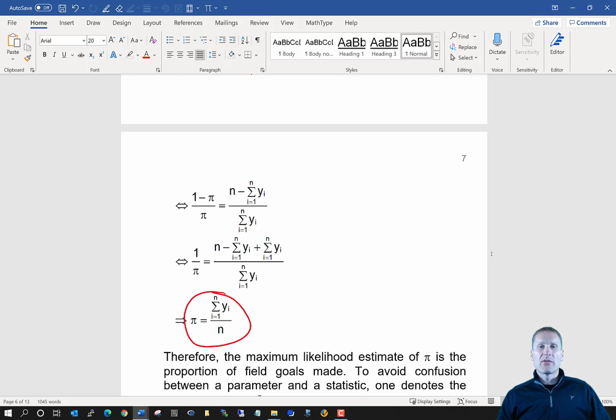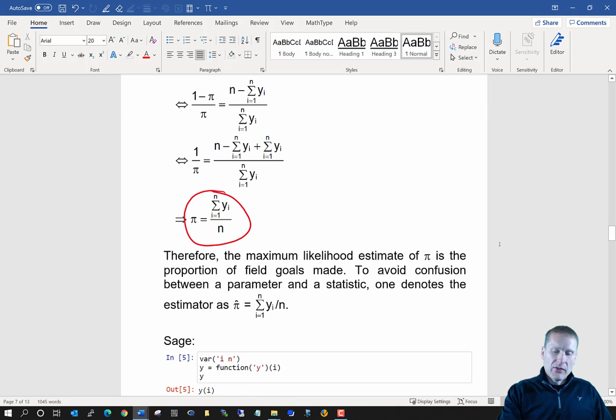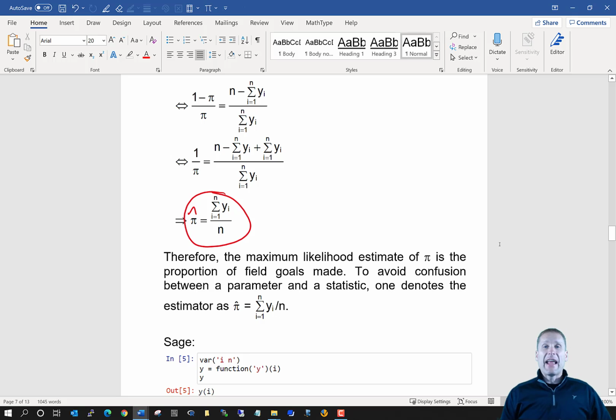Before we had 4 successes, 10 trials. 4 out of 10, or 0.4, was our maximum likelihood estimate. And so this is the general way of finding that out. And again, this is quite intuitive. This estimate we will refer to as pi hat, again, to help us avoid confusion between what the parameter is and what its corresponding estimate is. Okay, so this is how you would go through doing this by hand.